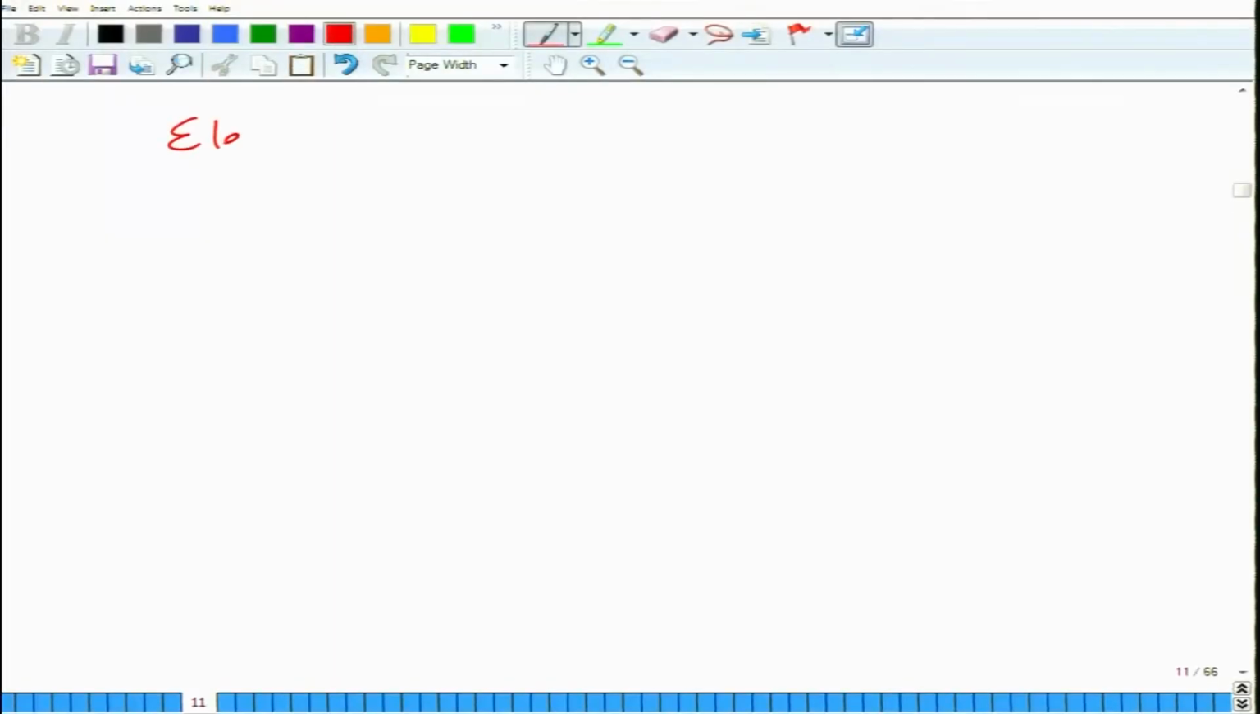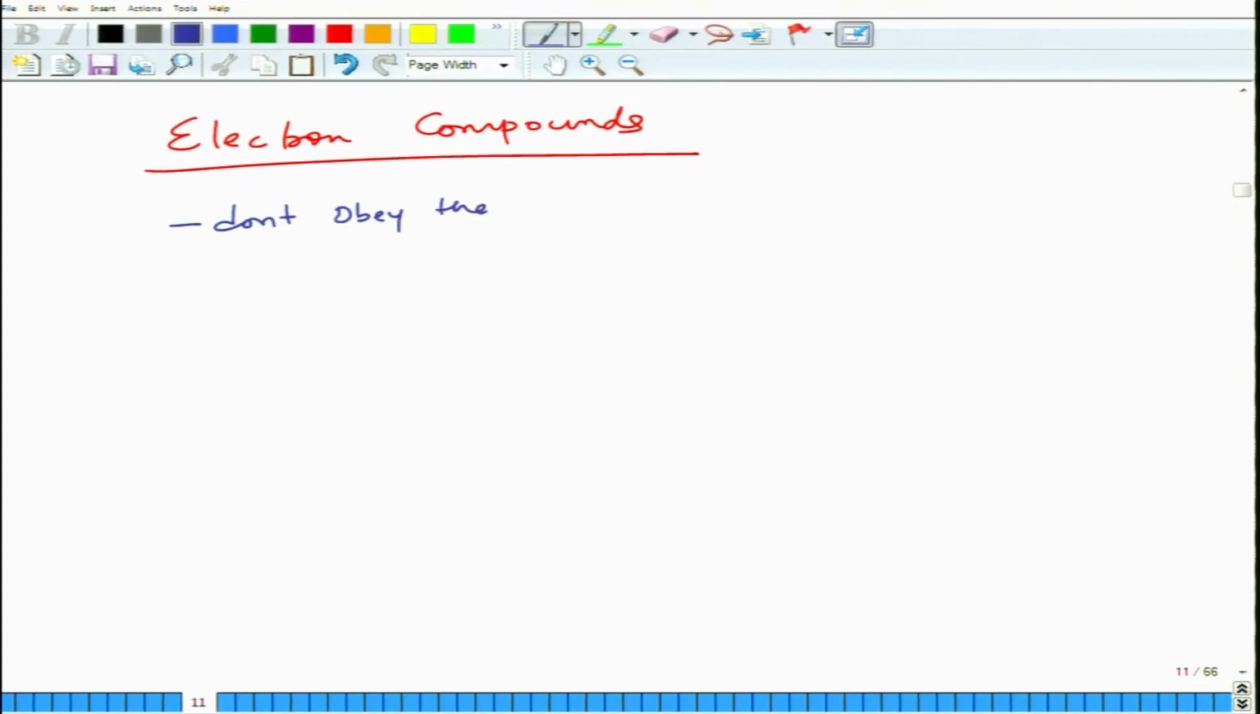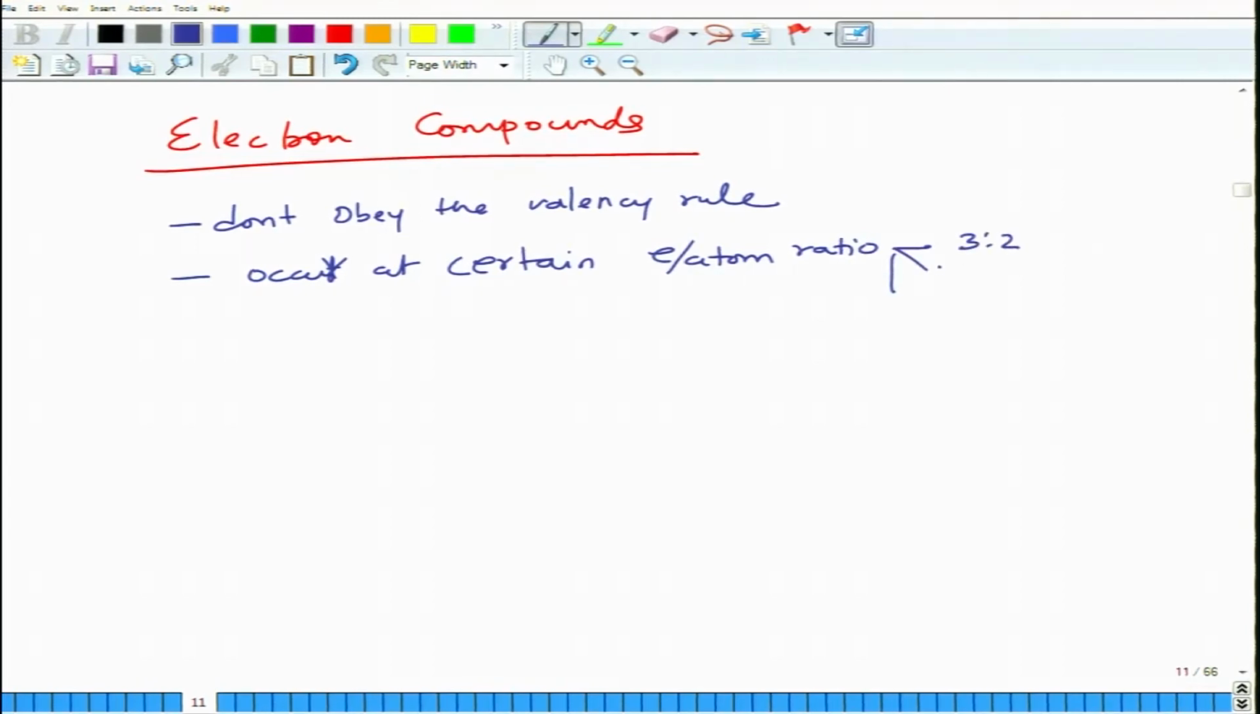Then there is another category, the last category I will say, called electron compounds. These are compounds which do not obey the valency rule. They occur at certain electron to atom ratios, and these ratios are typically 3:2, 21:13 and 7:4, and they are formed in the same system.